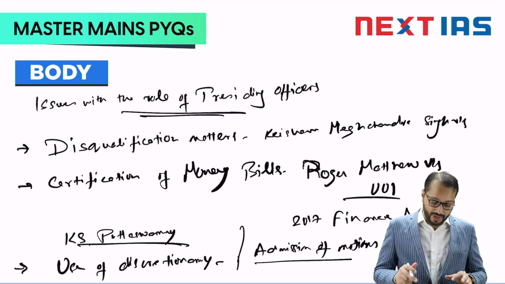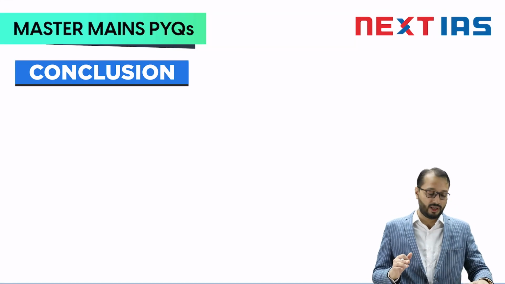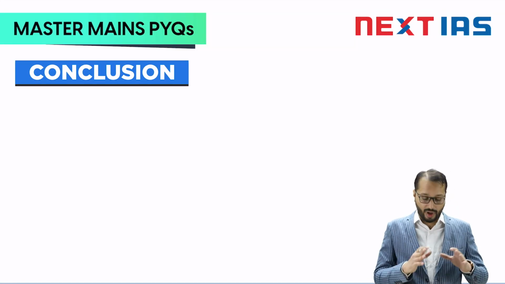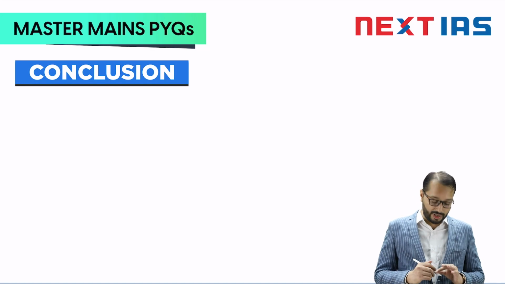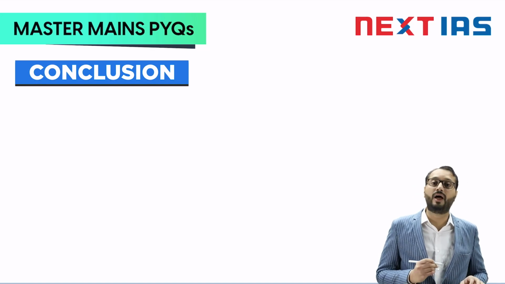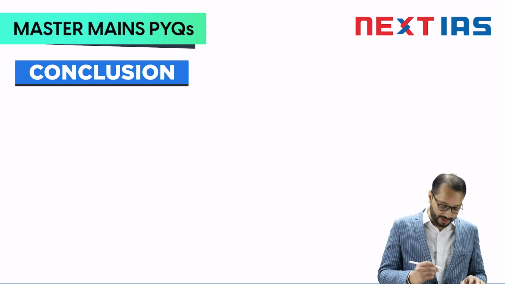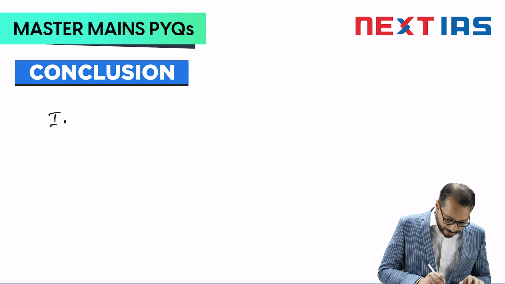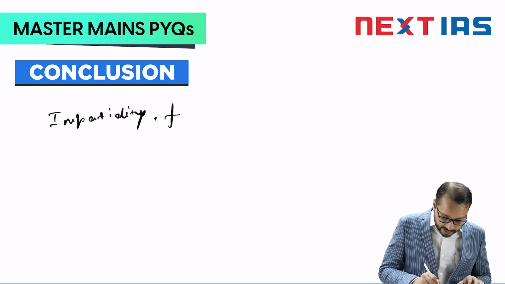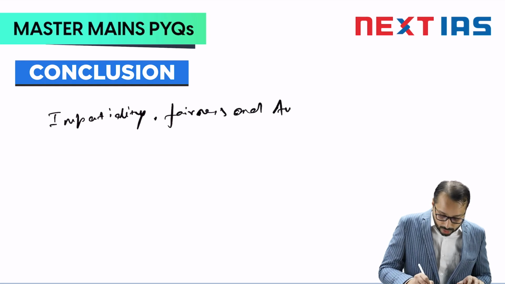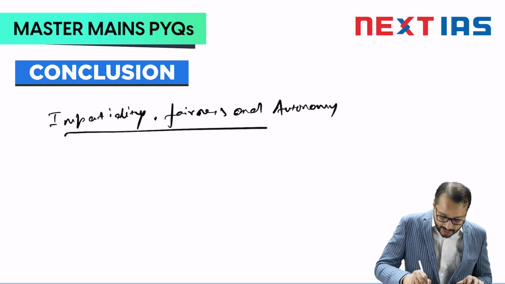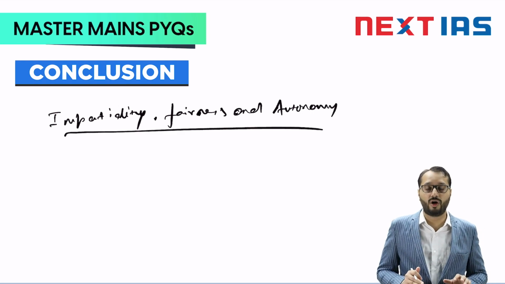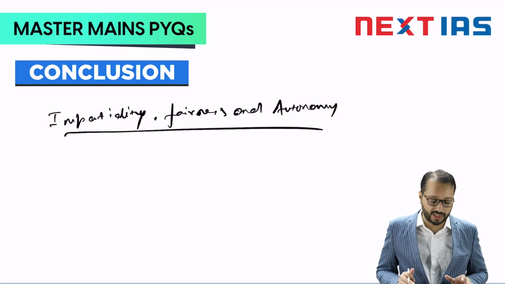After this, it would be advisable that you conclude the answer with the observations that you have made, or if you want, you can even incorporate some of the important suggestions that have already been made regarding the office of the speaker. So we can say that impartiality, fairness, and autonomy are basically the hallmarks of the office of the presiding officers in our country.